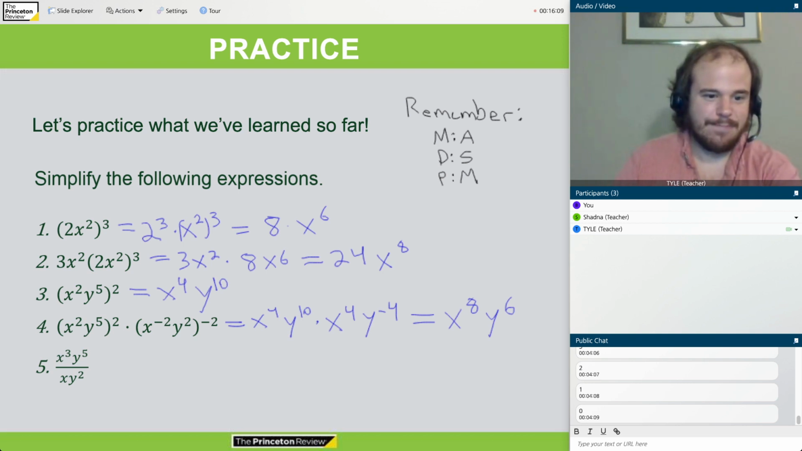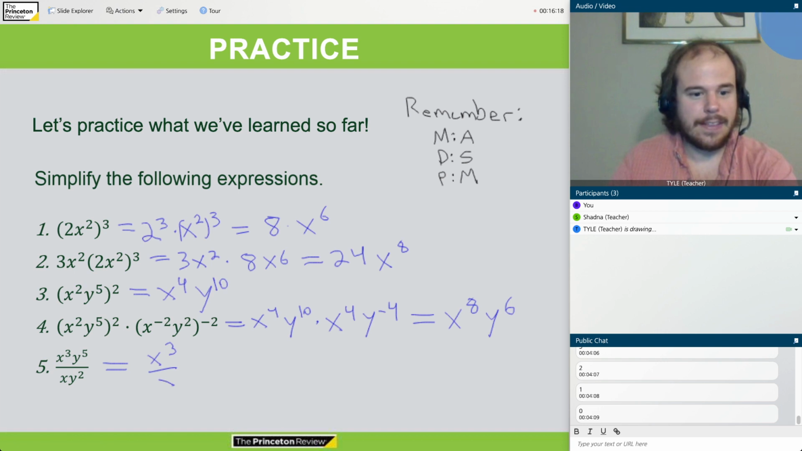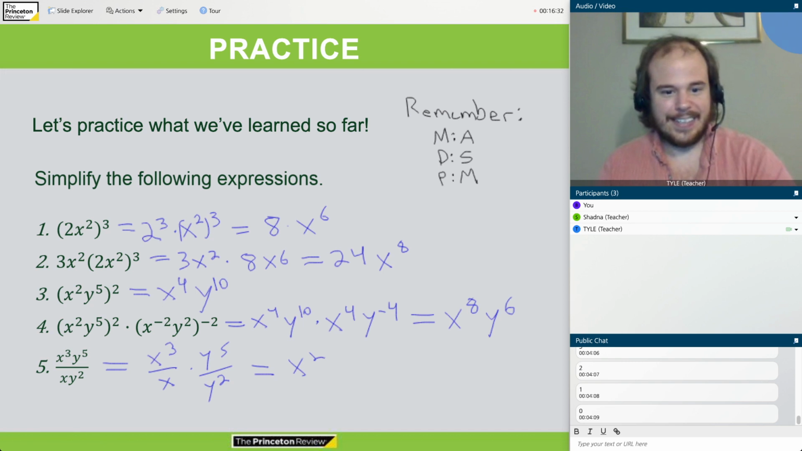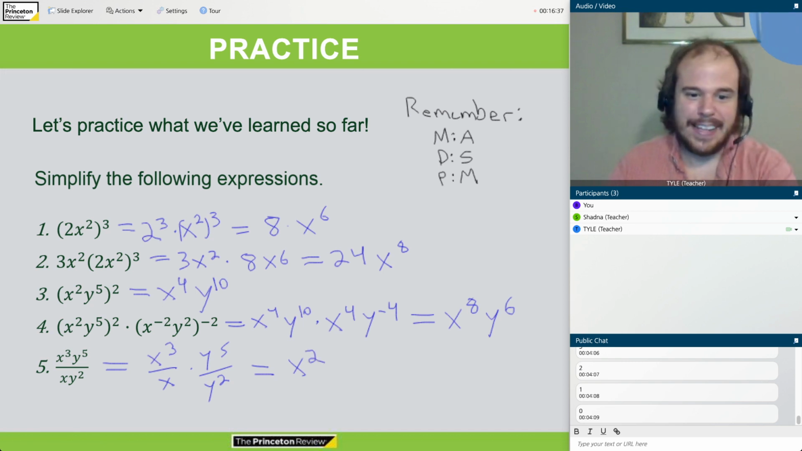All right. And finally, one example to practice division. I'll break this up and do the x's and y's separately. So it's x to the third divided by x times y to the fifth divided by y squared. And remember, when we're dividing, we subtract the exponents. So x cubed divided by x is x squared. That didn't look too much like a squared. There we go, x squared. And y to the fifth divided by y squared is y to the third.